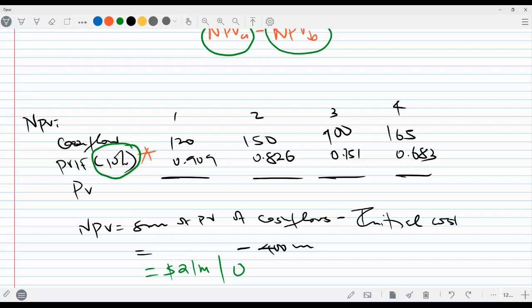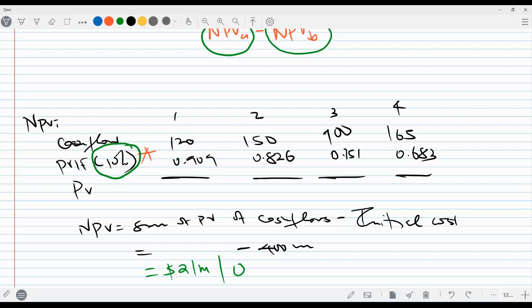Okay. In this example, let's use, do you have 10% in your tables? 12% in your tables? Or 13? Do you have 13% in your table? I'm supposed to have used the tables.